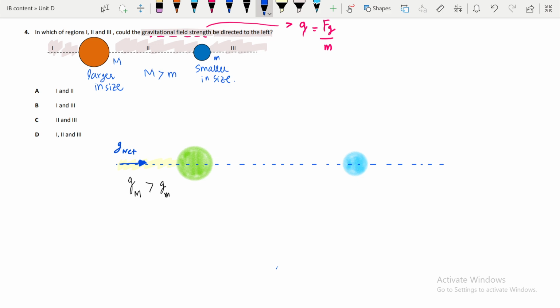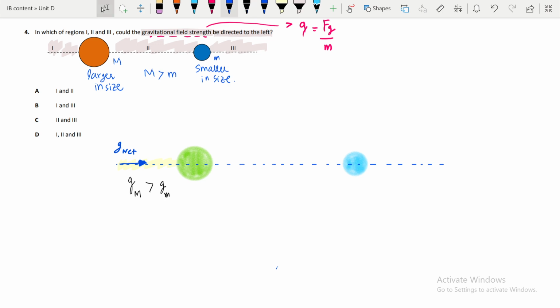Whereas in region 2, that is tricky, because in region 2, the direction of field strength close to this object should be towards the left. But at some point, both masses are cancelling out each other's gravitational field. Why? Let me show you with the help of field lines.